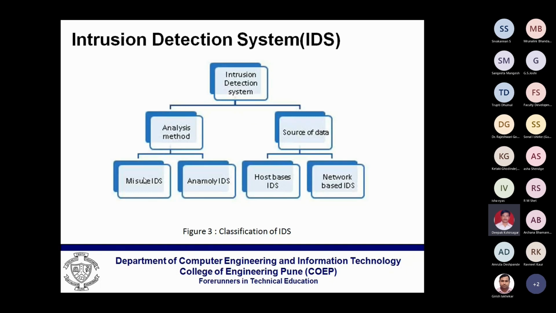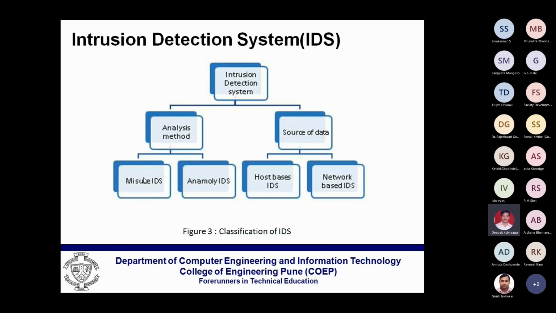The second one is what? Anomaly-based intrusion detection system. Anomaly means what? Suppose someone is entering your organization, say a software company office. Initially everybody is wearing an RFID tag. So what happens? They just tap toward the reader and they enter.